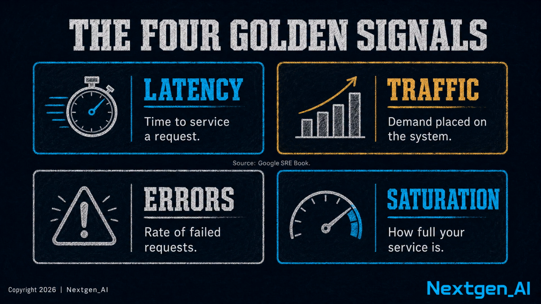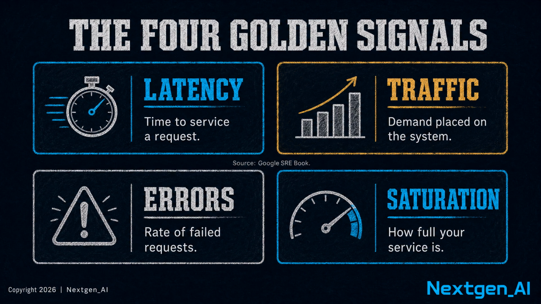Traffic quantifies the demand on your system, be it requests per second for an API gateway, messages processed by a queue, or active connections. Errors track the rate of explicit failures, focusing on client-visible issues like HTTP 500 responses or application-level exceptions.